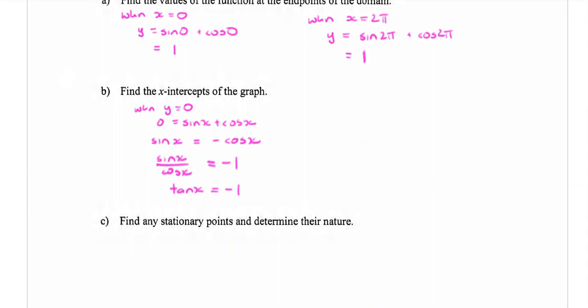I've got tan of something is negative, and tan is negative in 2 quadrants. So I really should be looking for a solution. Tan is negative here and here. So I've got to make sure I get 2 solutions. When you inverse tan negative 1, what do you get?